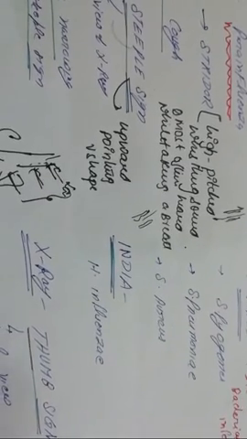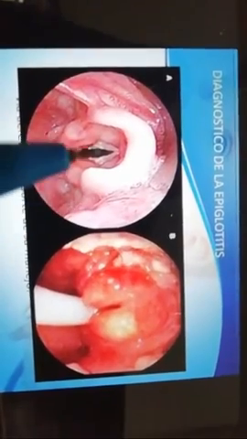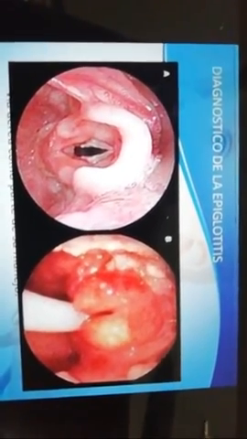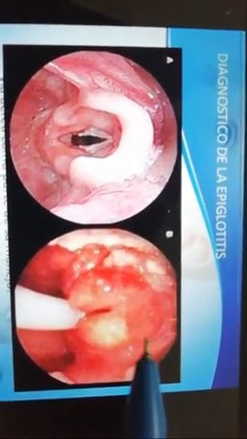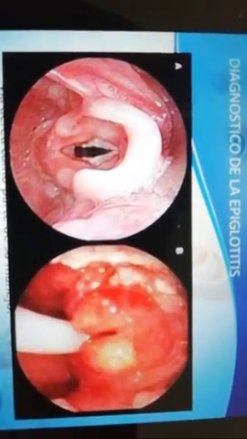So let us look at it in more prominent aspects. This is a normal epiglottis, which you look at from the superior aspect. But in epiglottitis, there is an inflammation, where you are going to look at the epiglottis like this, right? This is how it looks. So let's go with the next thing.